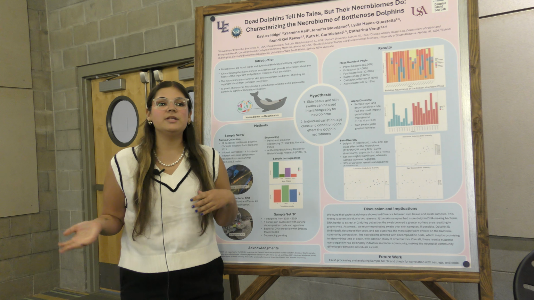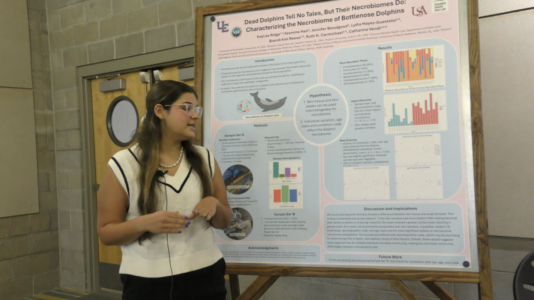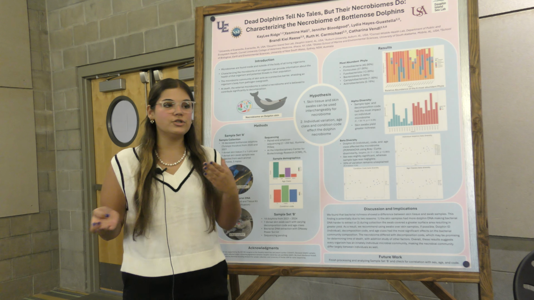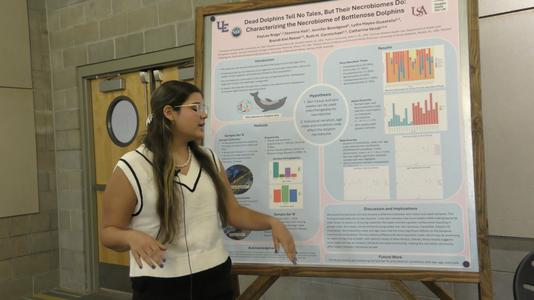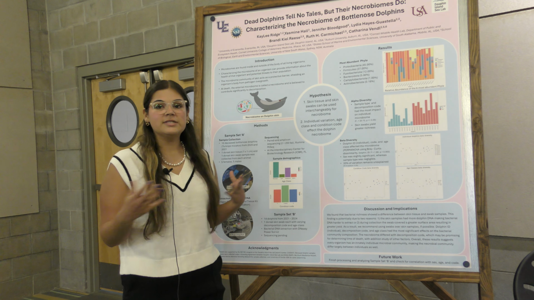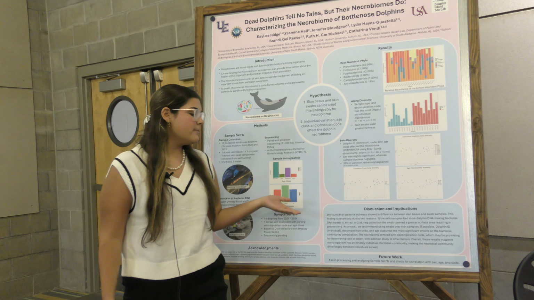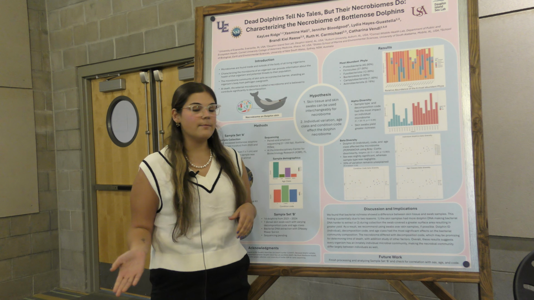So overall, we found that bacterial richness showed a difference between skin tissue and swab samples. This finding could be due to 2 different reasons. One reason being that the skin samples had more dolphin DNA, making the bacteria harder to extract, or that during collection the swabs covered more surface area, resulting in a greater yield. And as a result, we recommend using swabs over skin samples.